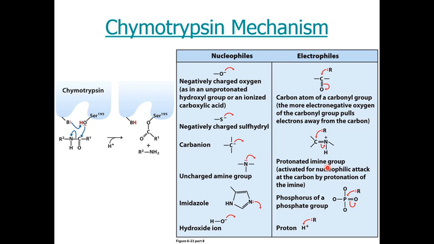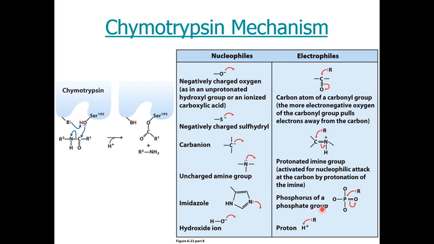Protonated imine group also is an electrophile. The carbon of the imine group is electron deficient and is activated for nucleophilic attack at this center. And hence, the arrow is pushed towards it. And once you push the arrow towards the carbon, you push the electron pairs into the heteroatom. And in this case, the nitrogen. In the previous case, it was the oxygen.